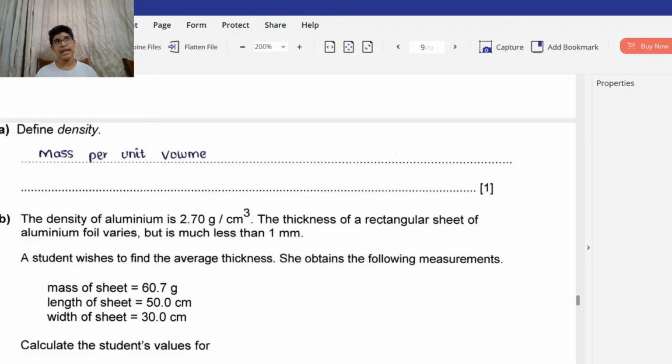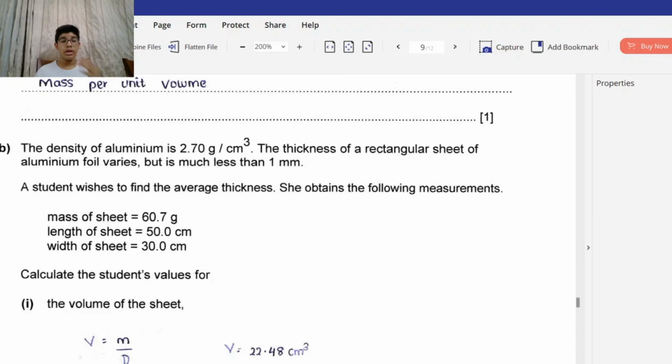So if I was going to say define pressure, you're just going to say force divided by area. And density, you can say it's mass divided by volume, or mass per unit volume. It's quite simple. The density of aluminium is 2.7 grams per cubic centimeter.